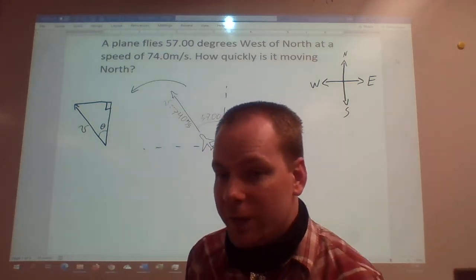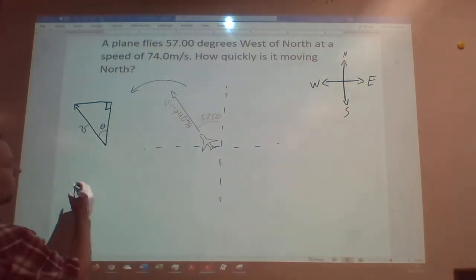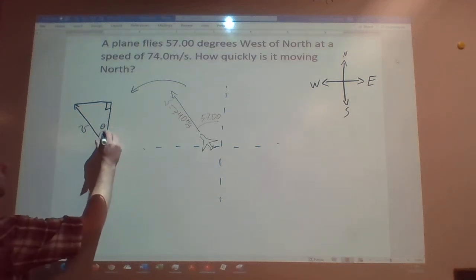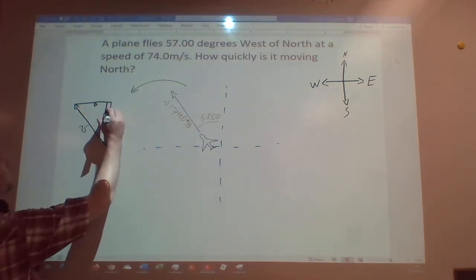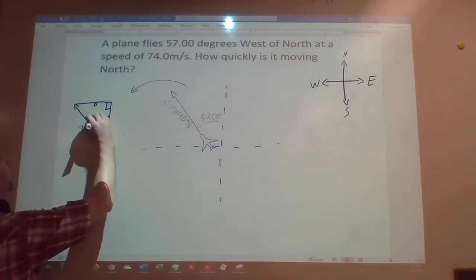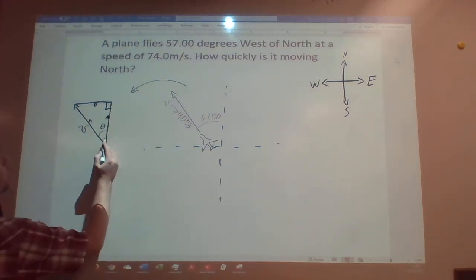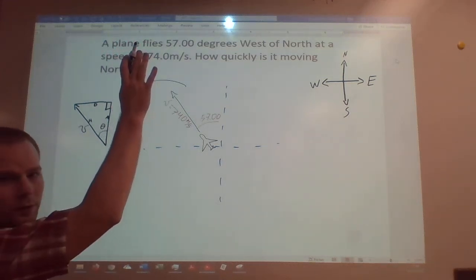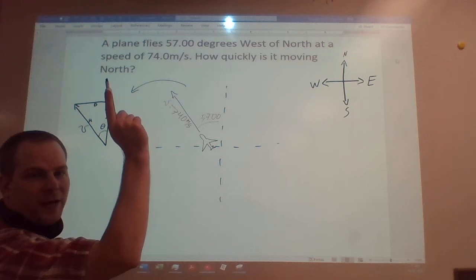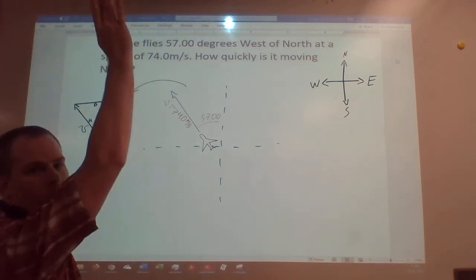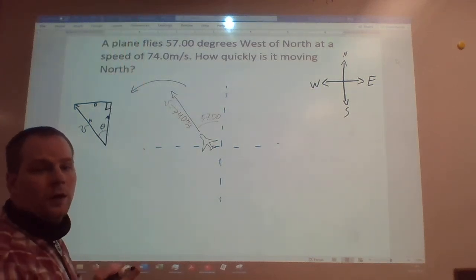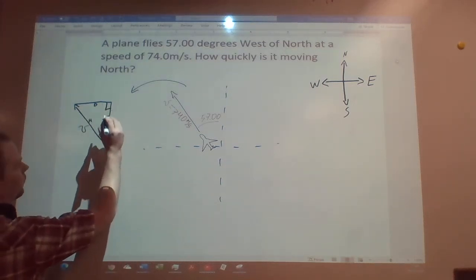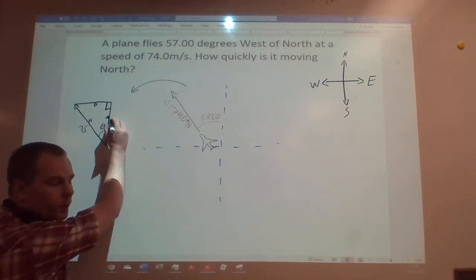So our equations then will be using our trig. This is our known angle, so this is opposite, this is adjacent, and this is the hypotenuse. We are looking for the north leg. We want to know how fast it is traveling north, so we want the north leg, or the vertical leg of this problem. So we are looking for adjacent. We don't care about the horizontal. We're only looking for the adjacent.